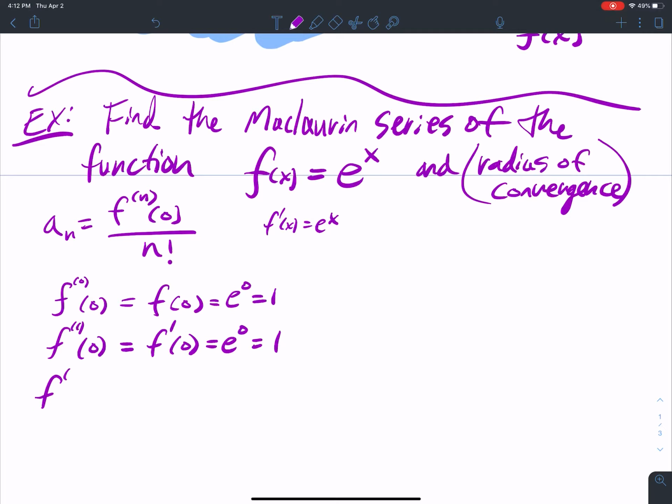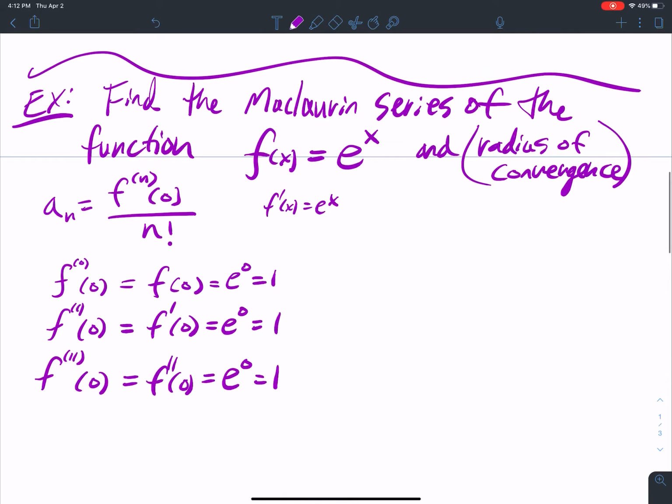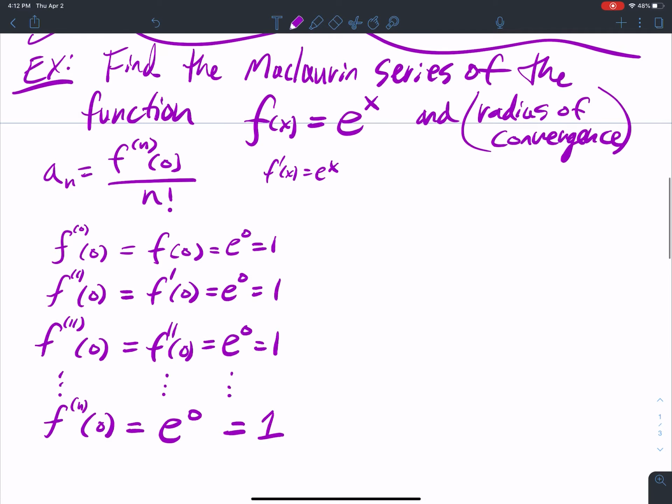What's the derivative of the derivative? That's the second derivative, evaluated at 0. Well, guess what? The derivative of e to the x is still e to the x. Evaluate that at 0, it's still 1. So what's happening? As I go on and on and on forever, this one's pretty easy. The nth derivative, evaluated at 0, is equal to e to the 0, which is equal to 1. Okay, so no big deal there.